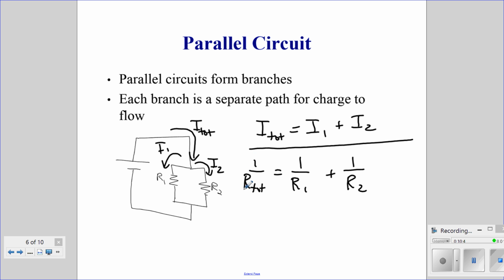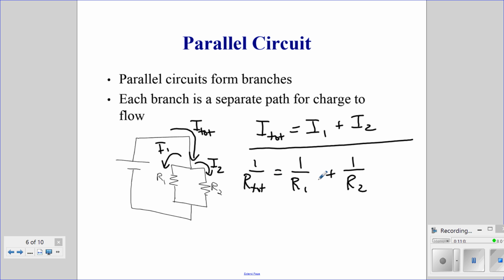You need to make sure that you remember that this is not the total resistance equals 1 over R1 plus 1 over R2. It's 1 over the total resistance. And you can't just simply flip these fractions and say that R total equals R1 plus R2. That's not the way that you add fractions. You have to get a common denominator.